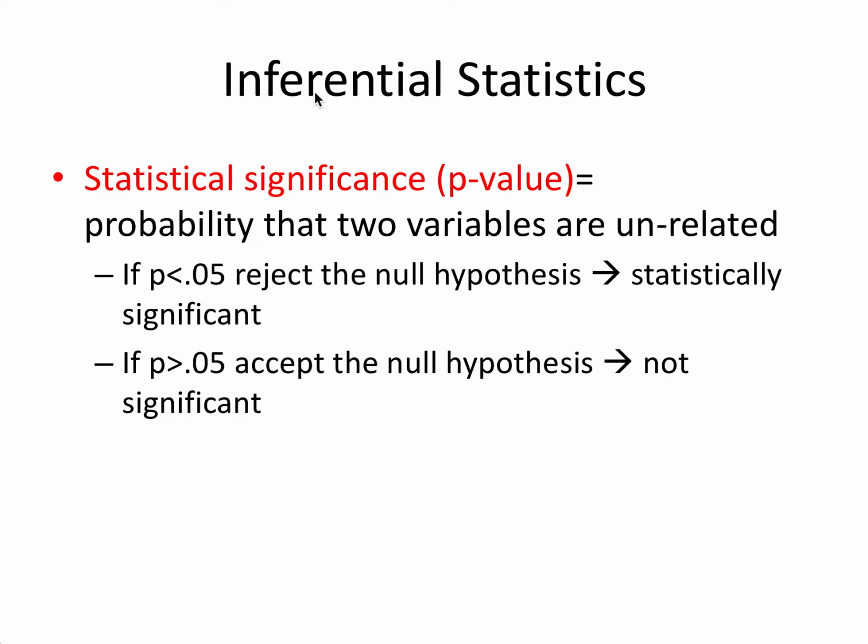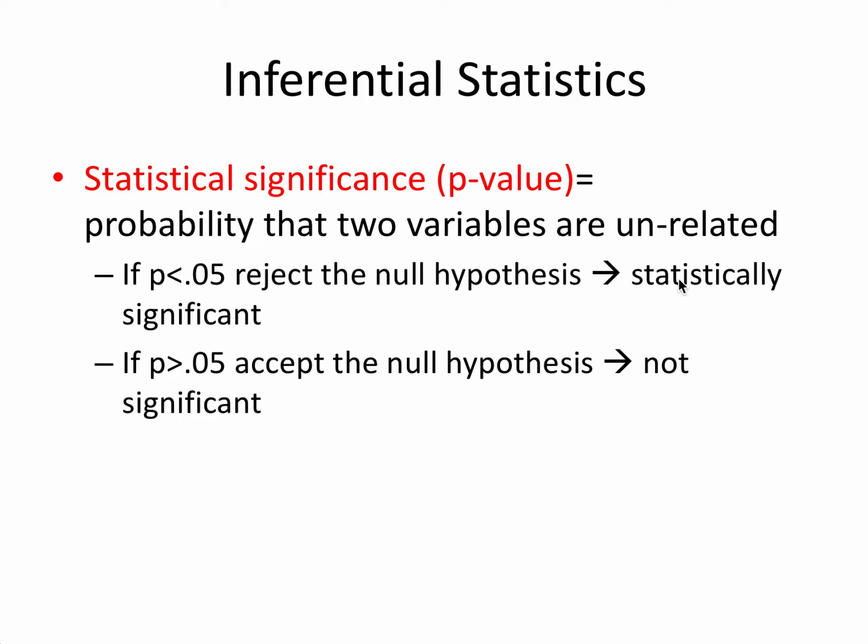All right, next let's go into inferential statistics. So statistical significance is represented by the p-value, which I'm sure you've seen in most every journal article you've read. It's a probability that two variables are unrelated. And we usually set this p-value as 0.05. And if p is less than 0.05, then we reject the null hypothesis, which I'll explain in the next slide, and say there's some connection between two variables.